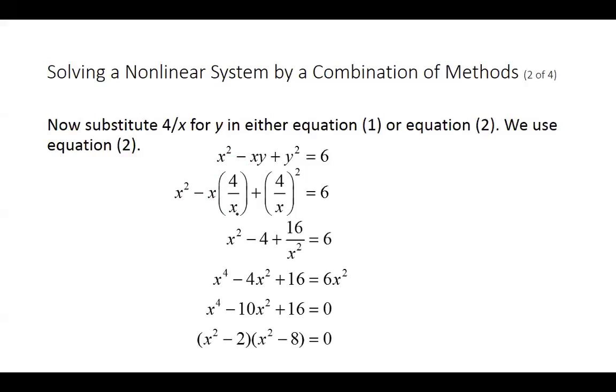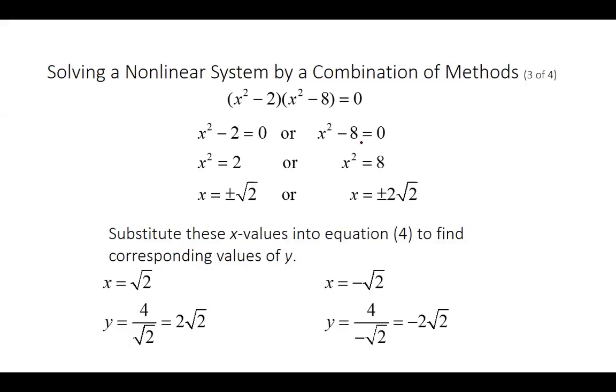You get x squared, this x and x reduces to 1, you get minus 4. Here you get 16 over x squared, divide each term by x squared, and we have to factor at this point. You could use a substitution method here, but that's simple enough to factor. And you get x squared minus 2 is equal to 0, and x squared minus 8 equal to 0. For the first one, we get x equal to plus or minus radical 2, or x equal to plus or minus 2 radical 2. Then we need to substitute that back into equation number 4 to find y.